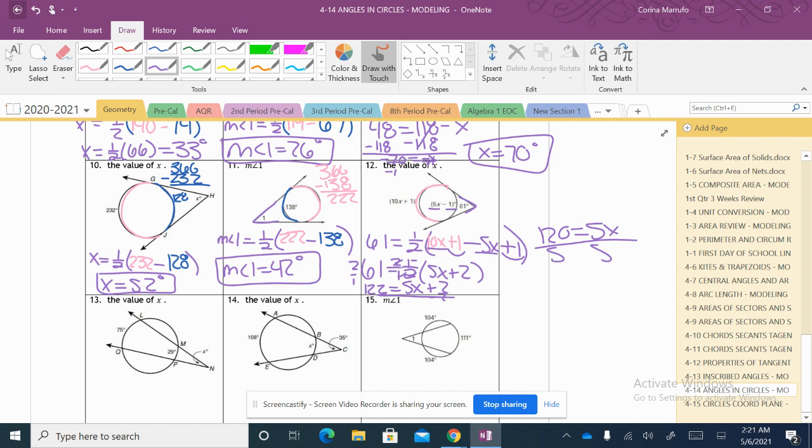We divide by 5, and this gives me 24. And then they're just asking us to find the value of x, so we don't have to solve for anything else.